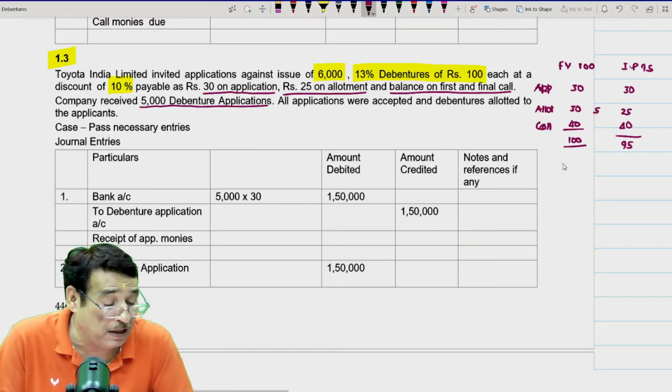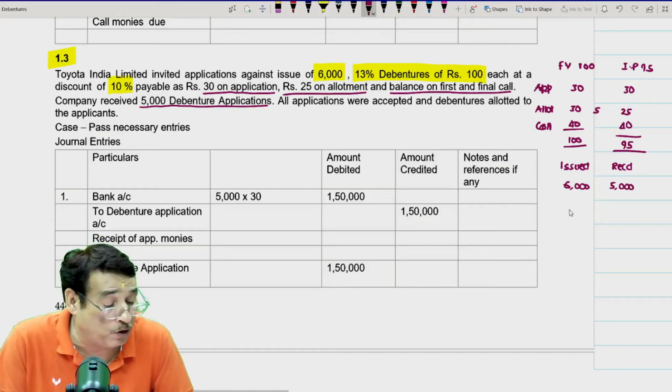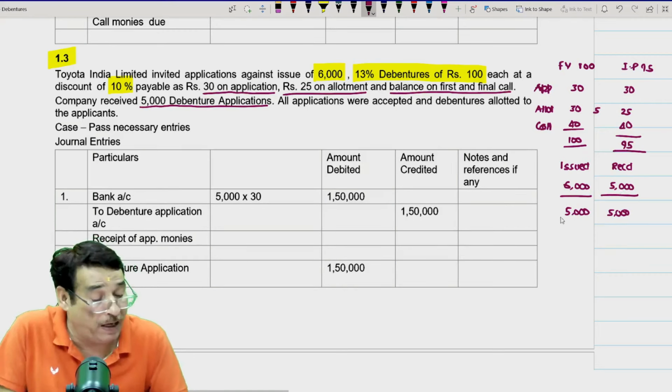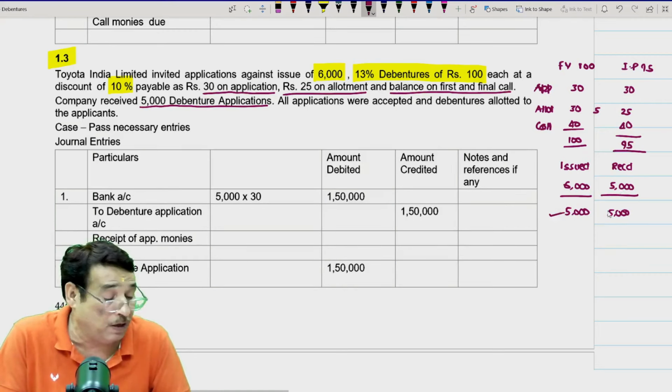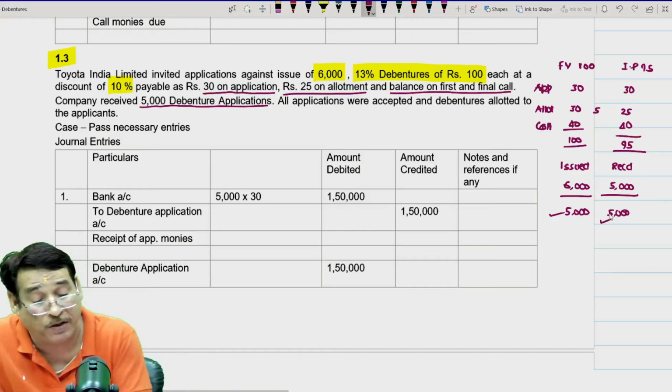Now, in this case, debentures issued are 6,000. However, we have received only 5,000. I have already told you, in case of under subscription, you better presume as if you have issued only 5,000 debentures and you have received 5,000 debentures. This is how you have to pass the entry on such basis.